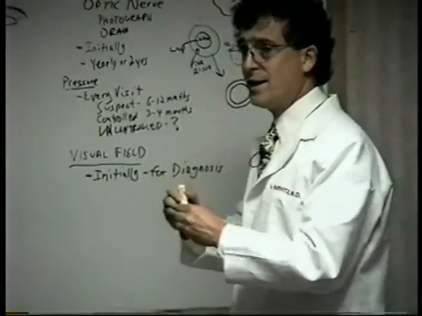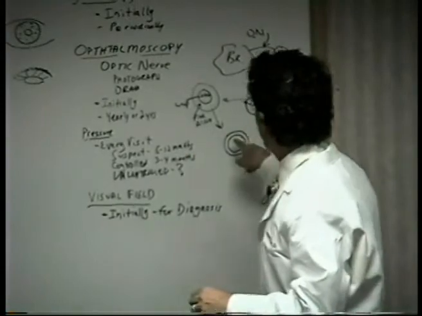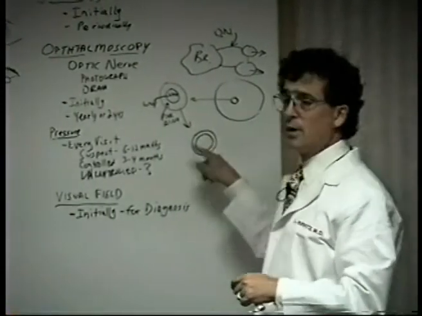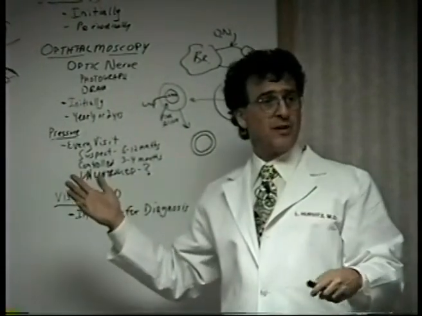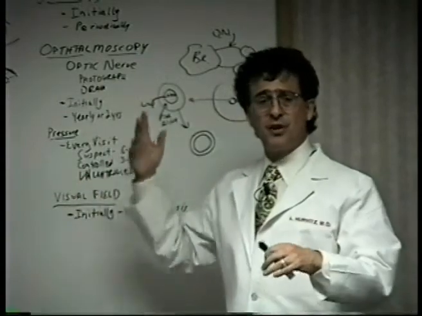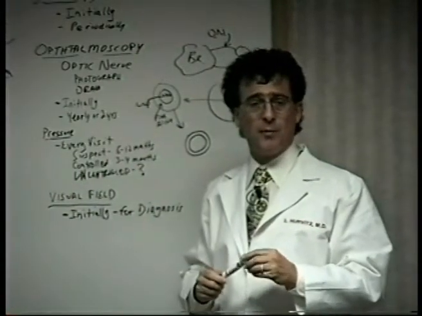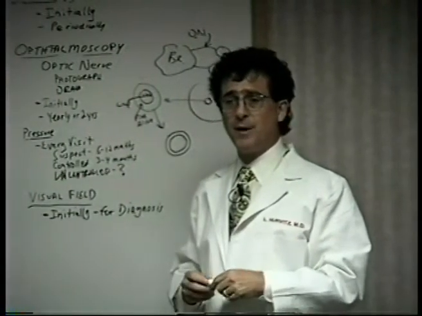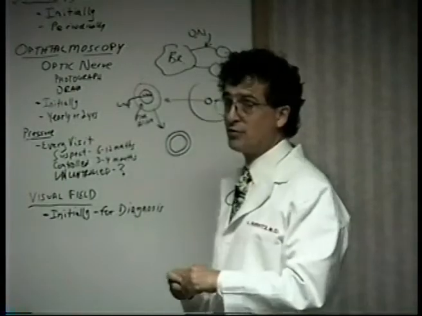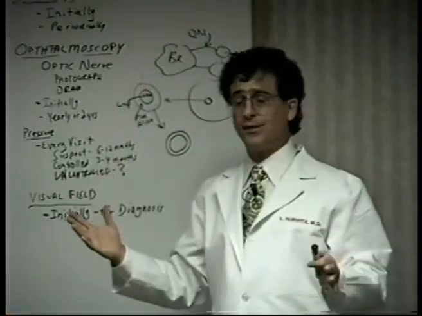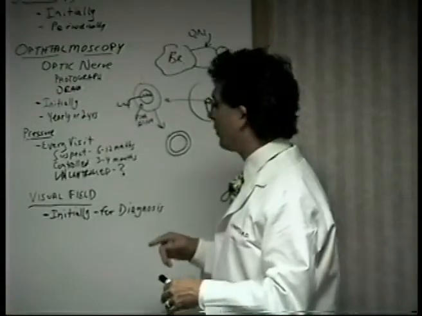Want to know if there is any damage, because sometimes some people are born with optic nerves with big cups. Is that normal or abnormal for them? They might have high pressure. They might have a family history of glaucoma. They might be black. They might be a highly nearsighted person. These are all risk factors. They could have all those risk factors, and we don't know, do they have glaucoma or not?